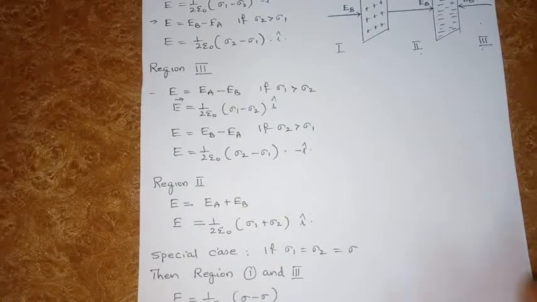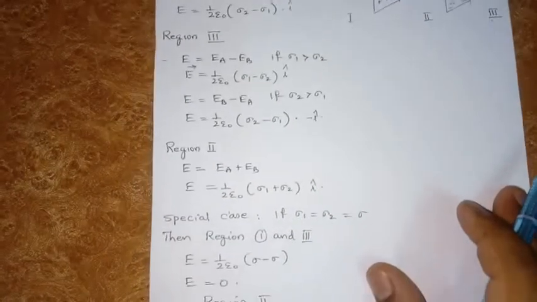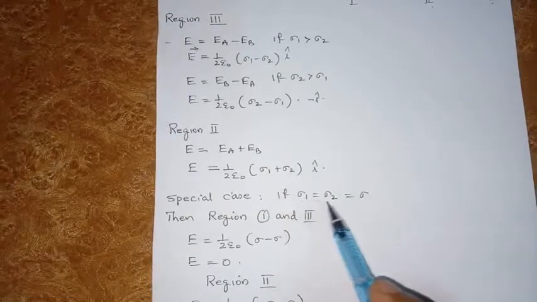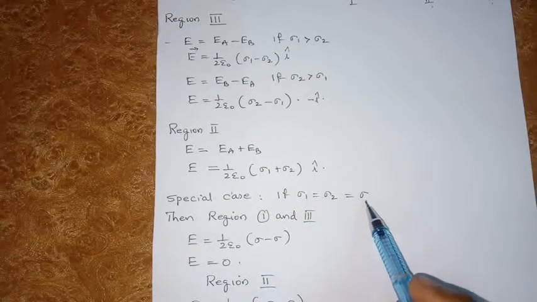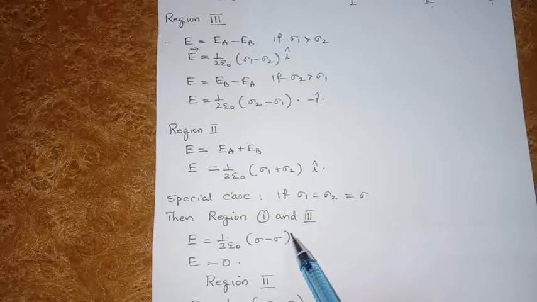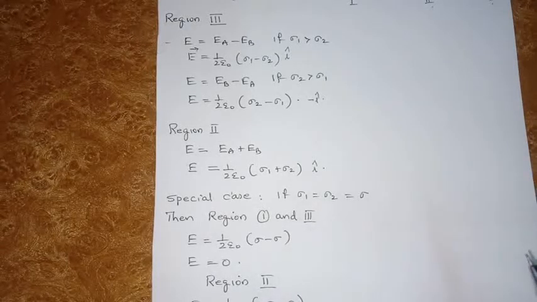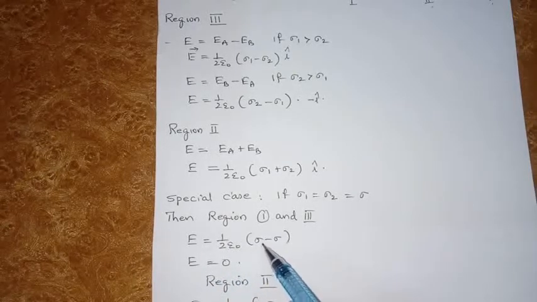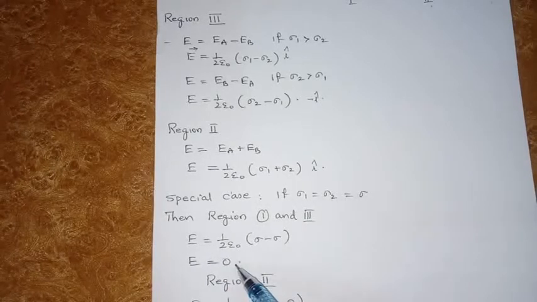We also studied the net electric field. Now I am going to discuss a special case in which sigma 1 is equal to sigma 2 is equal to sigma. In regions 1 and 3, since the electric field is 1 by 2 epsilon 0 into (sigma 1 minus sigma 2) or (sigma 2 minus sigma 1), if sigma 1 and sigma 2 are the same, then the electric field is equal to 1 by 2 epsilon 0 into (sigma minus sigma), that will be 0.